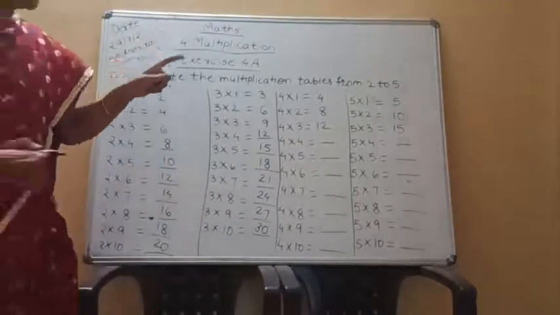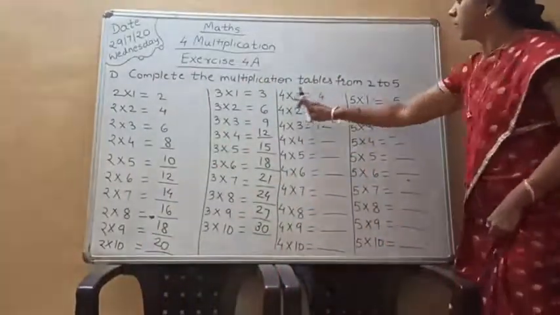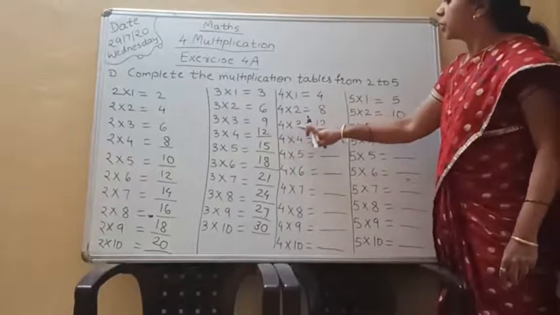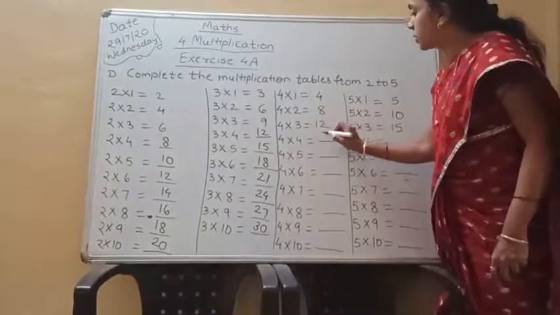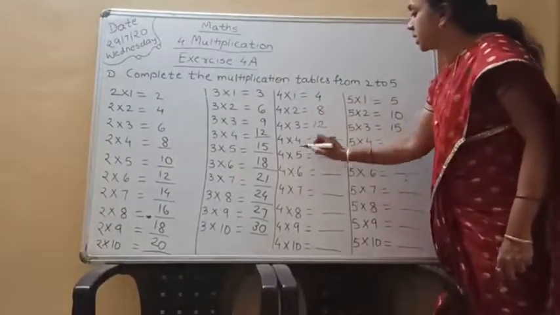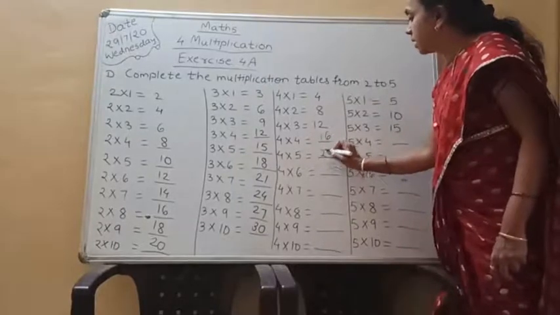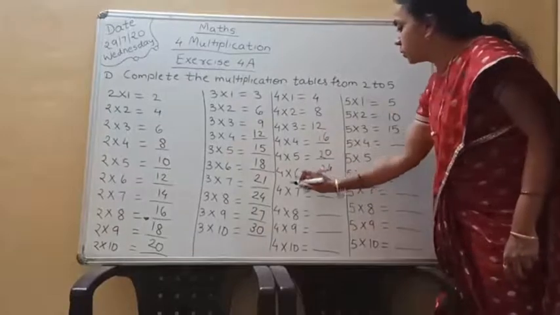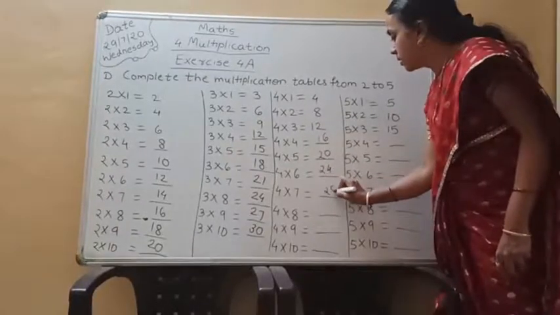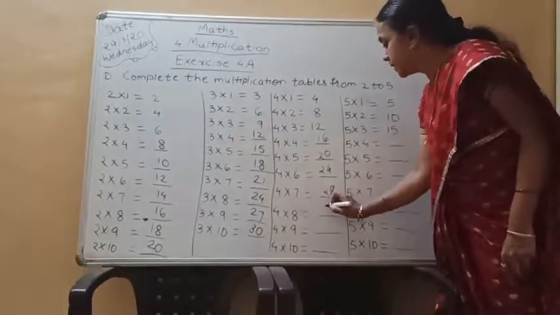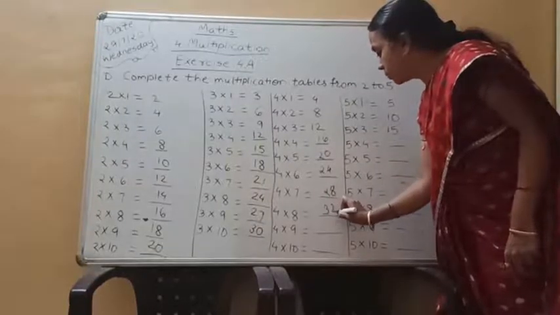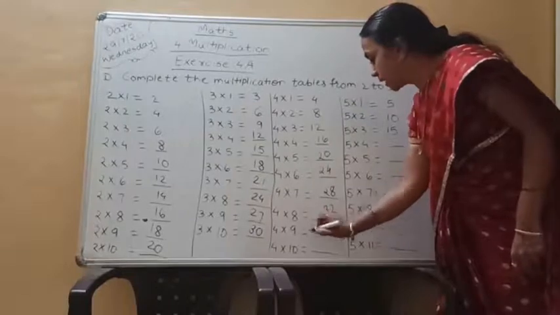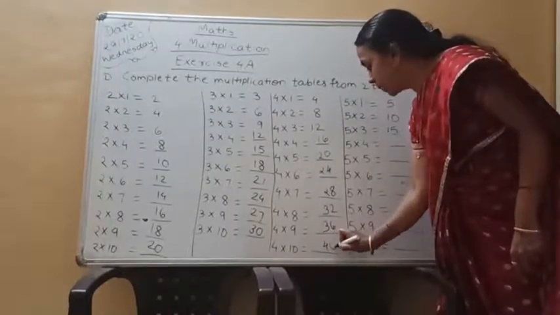Now see table of 4. 4 1s are 4. 4 2s are 8. 4 3s are 12. 4 4s are 16. 4 5s are 20. 4 6s are 24. 4 7s are 28. 4 8s are 32. 4 9s are 36. 4 10s are 40.